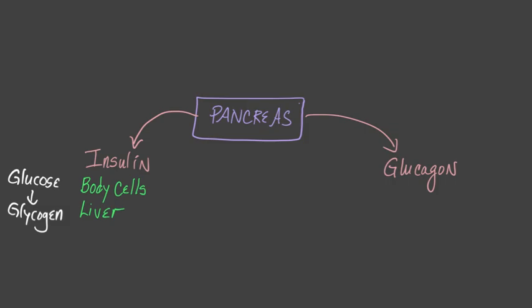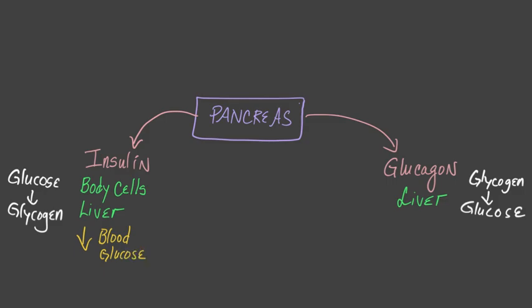Now imagine that you haven't eaten for a few hours. Your blood glucose levels start to go down. In order to counter this, the pancreas releases glucagon. What glucagon does is that it acts on the liver and helps to convert glycogen back to glucose so that it can be released into the blood. So to recap, insulin lowers blood glucose levels, whereas glucagon raises blood glucose levels.